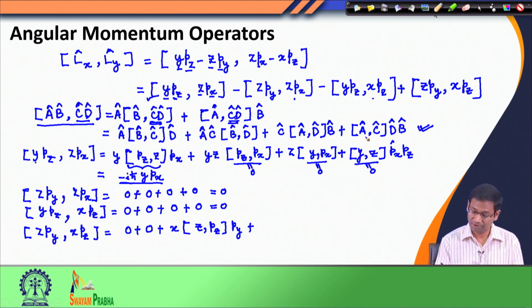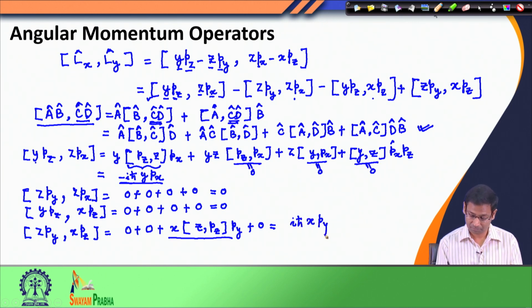Now, let us look at the fourth term which requires a commutator between A and C, which is Z and X. They again would commute and the term will become 0. So, I am left with only one term, but I also know the commutator of Z and Pz is simply i h bar. So, I have i h bar x py.